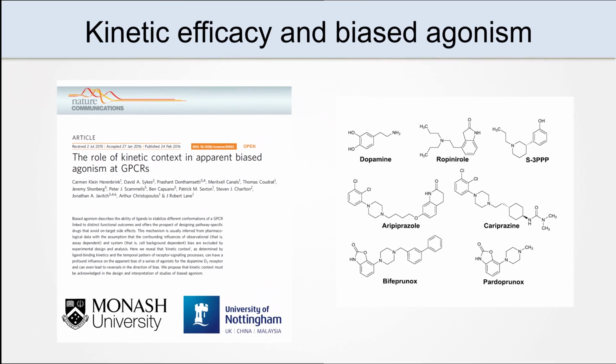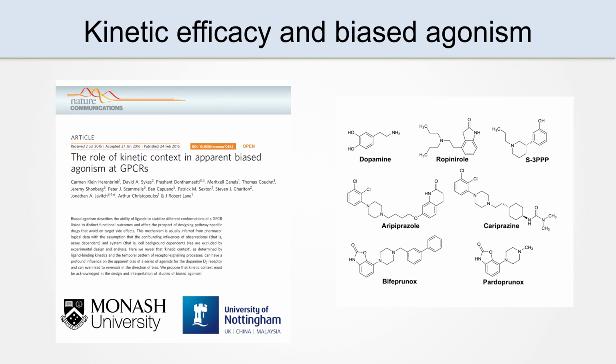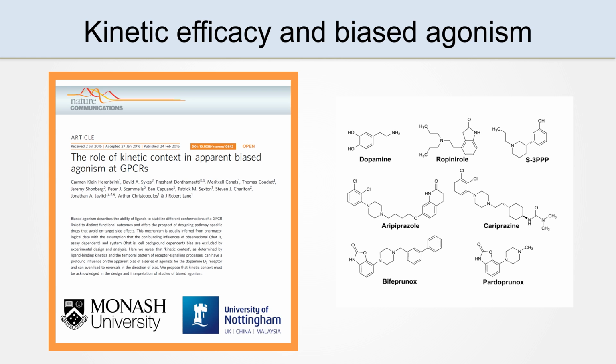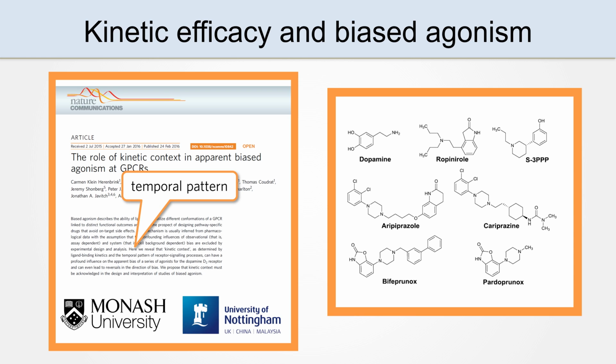Now we're going to apply this idea to drug discovery. A recent well-known study from Monash University and the University of Nottingham showed that biased agonism is dependent on the time you measure it. In other words, we need to consider the temporal pattern, that is, the shape of the time course, in order to understand the pharmacology. This was shown for a series of dopamine receptor ligands, including antipsychotics such as aripiprazole.